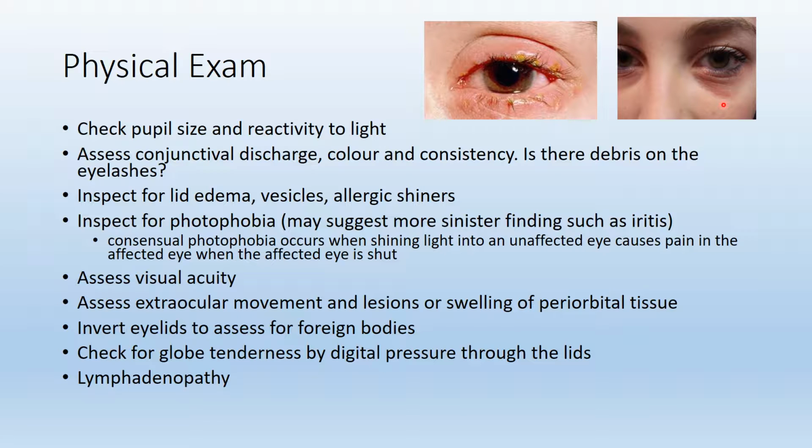Invert the eyelids to look for any foreign bodies or cobblestoning of the eyelids. You also want to check for globe tenderness, and that can be done by having the patient close their eyes and you gently pressing against the eyelids with a finger. And you also want to look for lymphadenopathy.